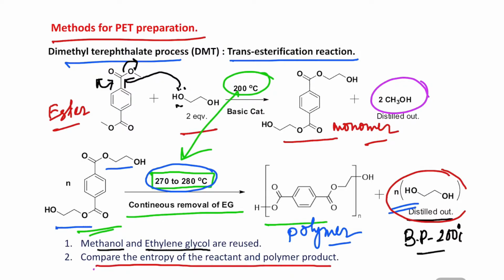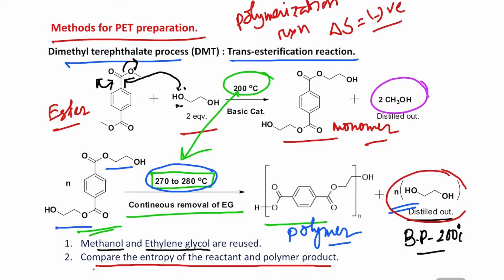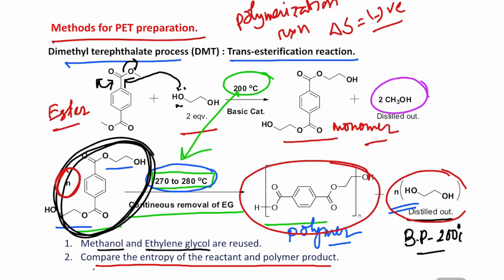See, remember, in case of any polymerization, the reaction is entropically unfavorable. In this case, delta S is negative. Why? Polymer means it's generally a solid product, and this monomer is actually converting n number of monomer molecules into one big polymer molecule. So that's why entropy is reduced here.